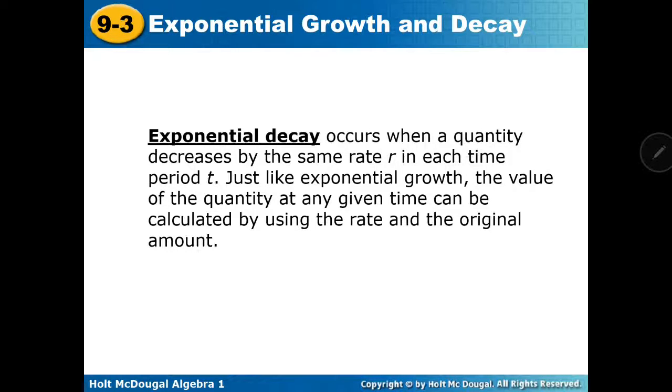We are still in lesson 9.3, exponential growth and decay. This is the third part of the lesson, exponential decay, example 3. Exponential decay occurs when a quantity decreases by the same rate. In English, decay means fainting or dying, gradually.